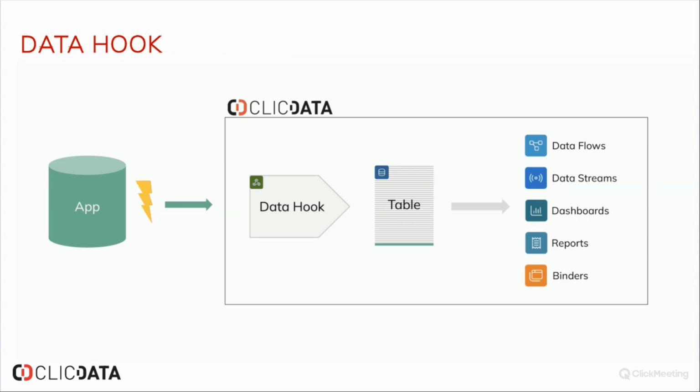Here's a visual representation of what a data hook might look like. So there is this app that is sitting on your side, and we are provided with a data hook endpoint. Basically, the app is continuously sending data to this particular endpoint. As soon as we receive that data, we can update the table, and have a post action to the tables that have been updated. We can either trigger data flows, data streams, dashboards, reports, or publish those binders that you have created within ClicData.